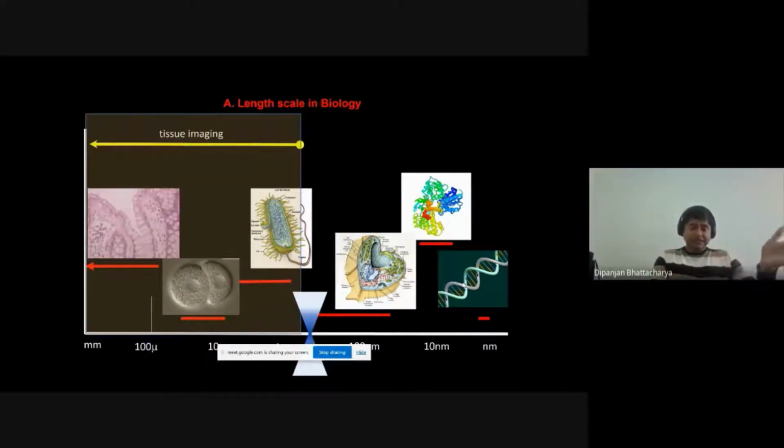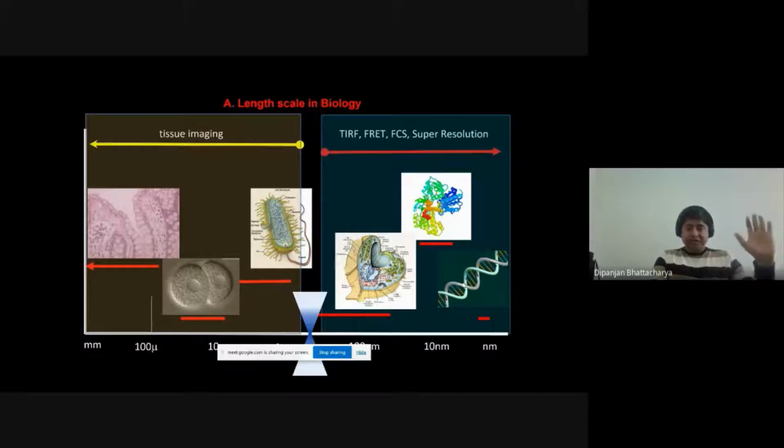As I told, the left part is the tissue imaging aspect, and the right part is super resolution or defined spectroscopic techniques, TIRF, then FLIM, FCS, and others. TIRF is also a super resolution when different.